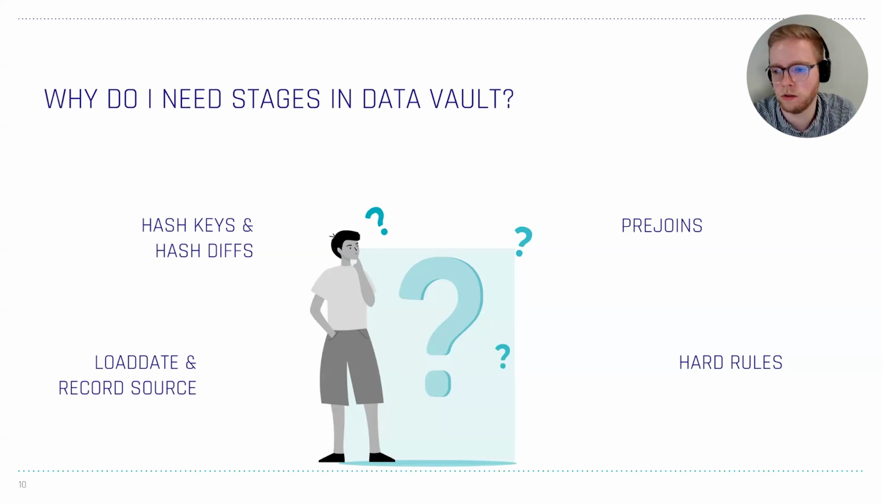And we can also, as I said, do hard rules here. Could be stuff like data type conversions. Maybe we generate an artificial value, something like that. And that's all happening before our actual data vault. And it basically gives us all the information that we need downstream.